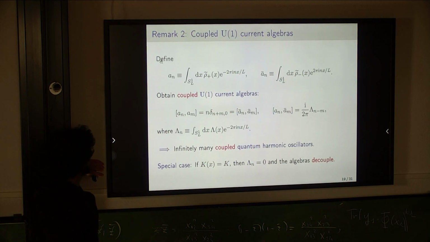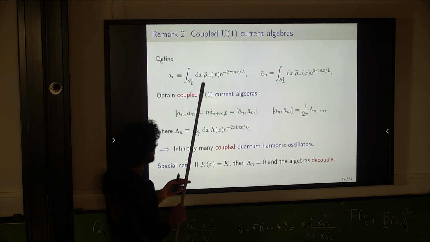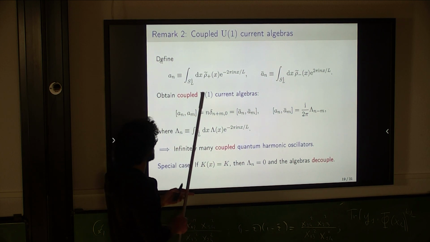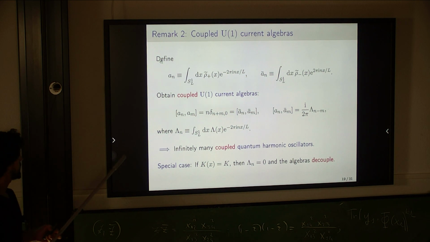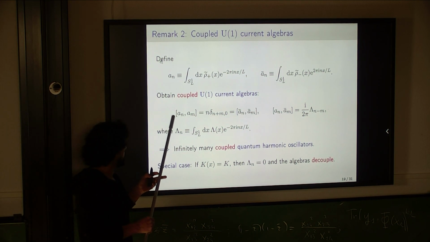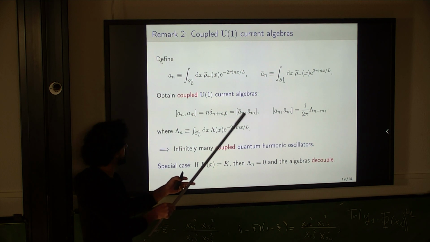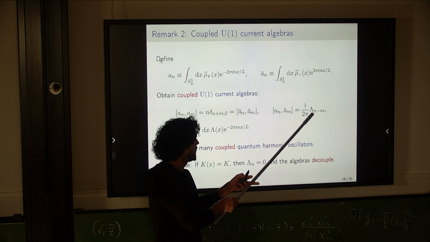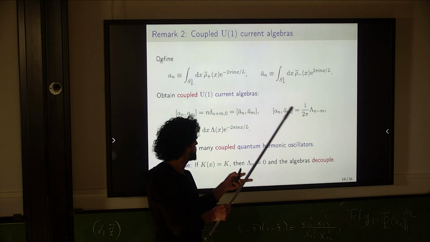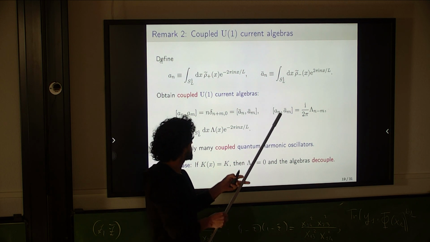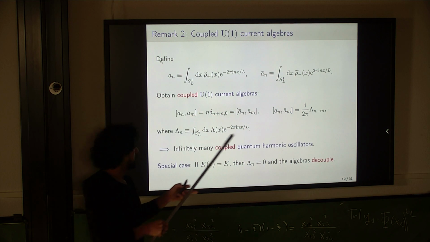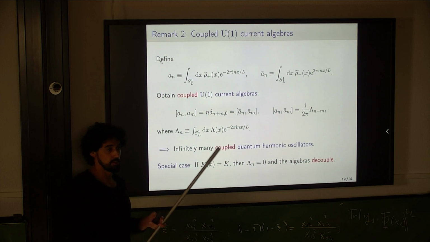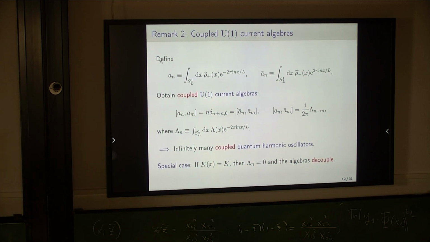Another remark is that we can still Fourier transform and define this A and A bar corresponding to the right movers and the left movers. And what you then find is that, within the same species, they satisfy the usual U1 current algebras, but because of this coupling in between the algebras, now you have some non-zero term on the right-hand side. So in a sense, you have a generalization of the usual U1 current algebras where you have this coupling, a coupled U1 current algebra, or double current algebra, which I have not seen before.